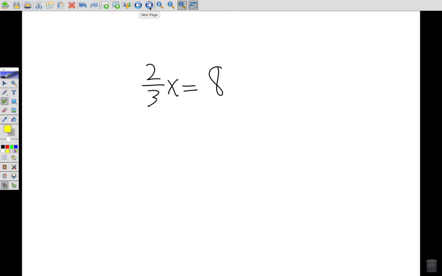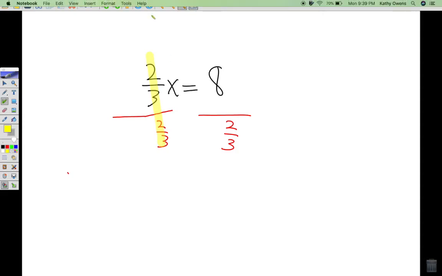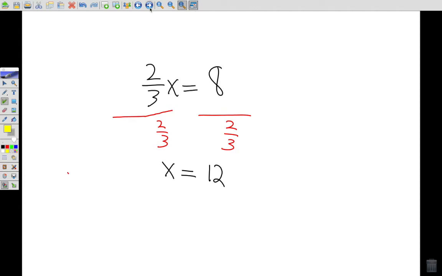Let's try another one. What's the inverse of multiplying by 2/3? Well, the inverse of multiplication is division. So yes, indeed, you can divide both sides by 2/3. And any number, whether it's a fraction or an integer, anything divided by itself is 1. So the left side becomes x all by itself. And the right side, you'll have to pick up your calculator for this, 8 divided by the fraction 2/3 is 12.